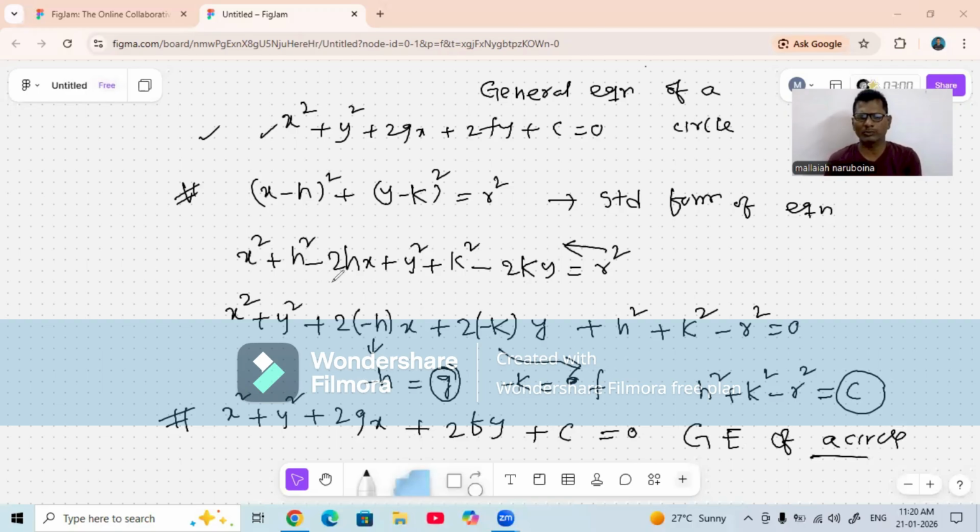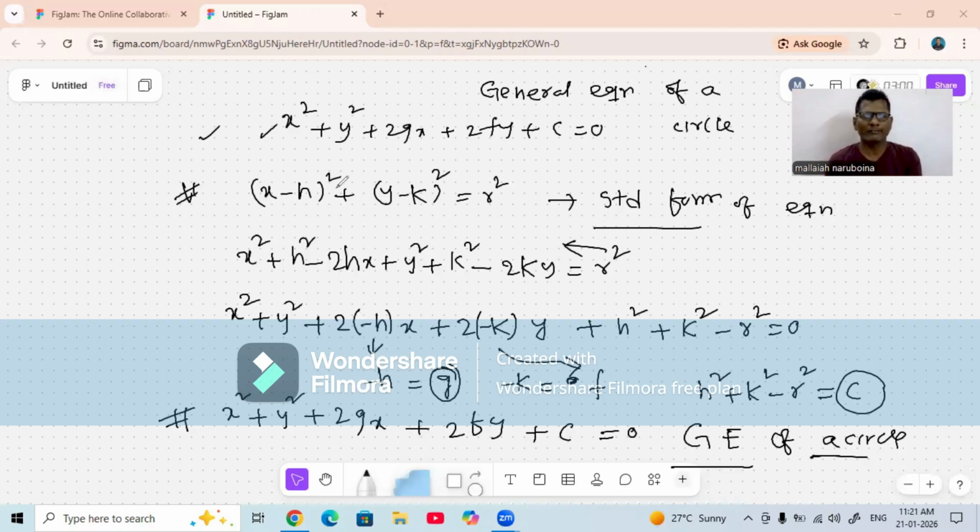Okay, (x minus h) whole square plus (y minus k) whole square is equal to r square, or x square plus y square plus 2gx plus 2fy plus c is equal to 0. Both are the same equations only. Don't get confused with this, right? This is called the standard form of the equation. This is the general equation of a circle.